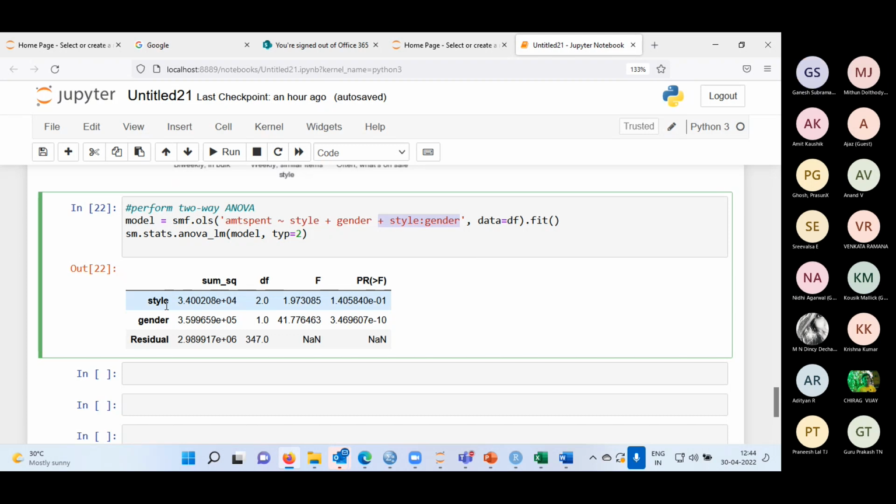Okay. Within the variable style also there could be a difference. Within the variable gender also there could be a difference. Within the interaction of these two variables also there could be a difference. So I am just showing what all possibilities are there with just two variables.